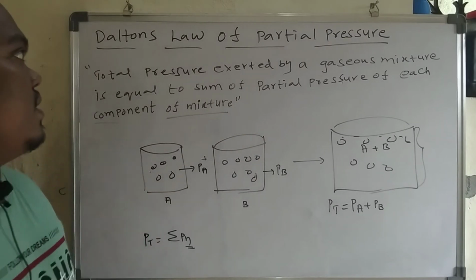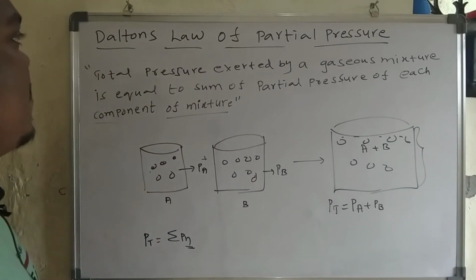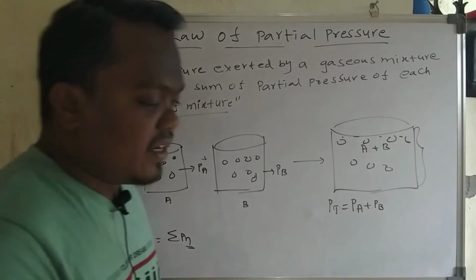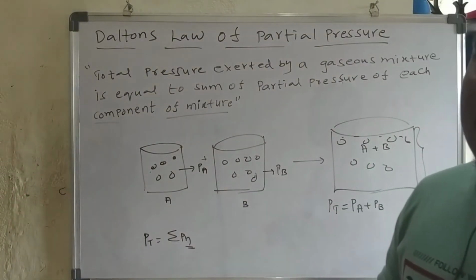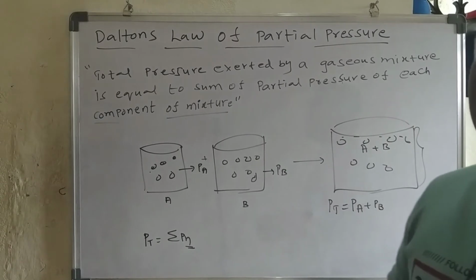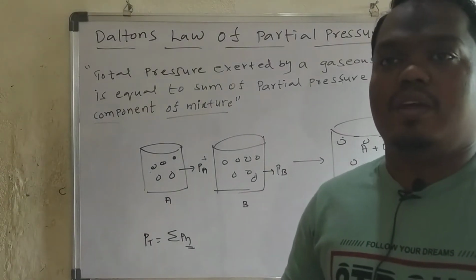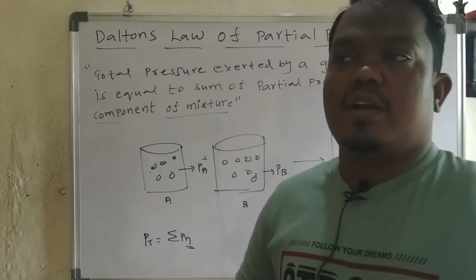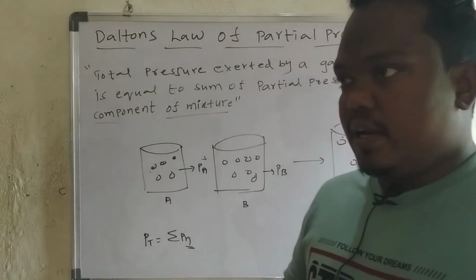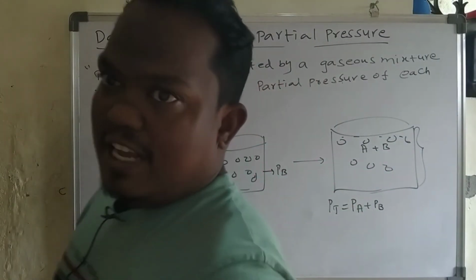Okay, so Dalton's law of partial pressure, once again I am going to define: the total pressure of the gaseous mixture is equal to the sum of the partial pressures of each component of the mixture. Okay? Right, let me go for the explanation.